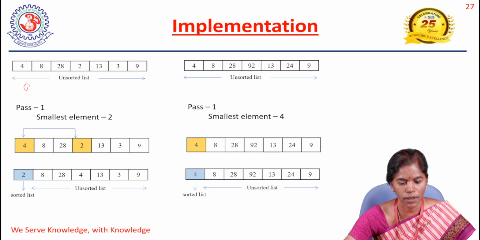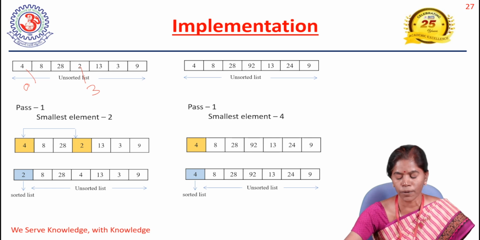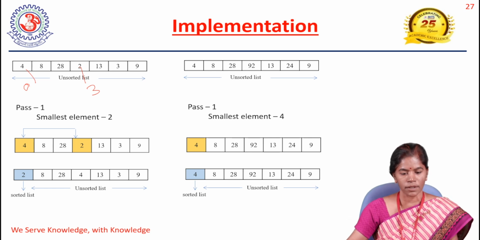You can see here the index number of 4 is 0 and index number of 2 is 3. Both are different. When both are different, whatever program algorithm we have discussed works.